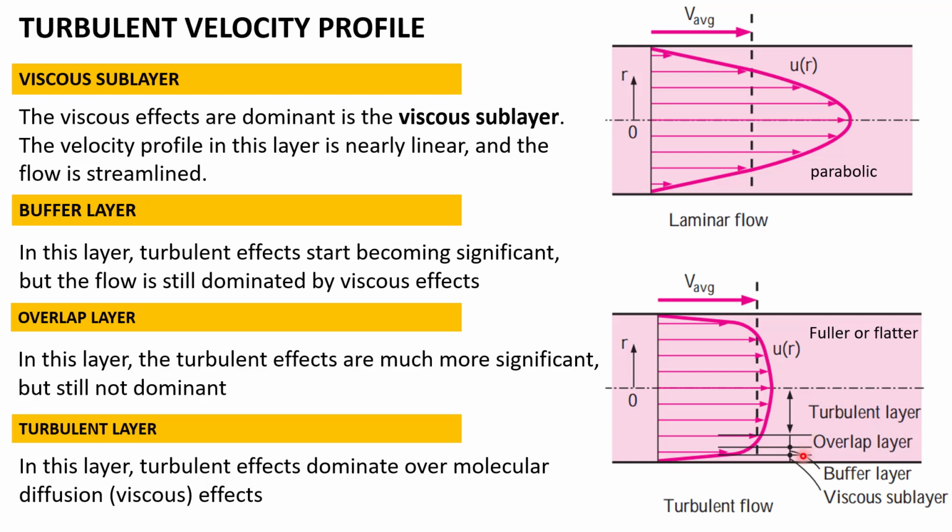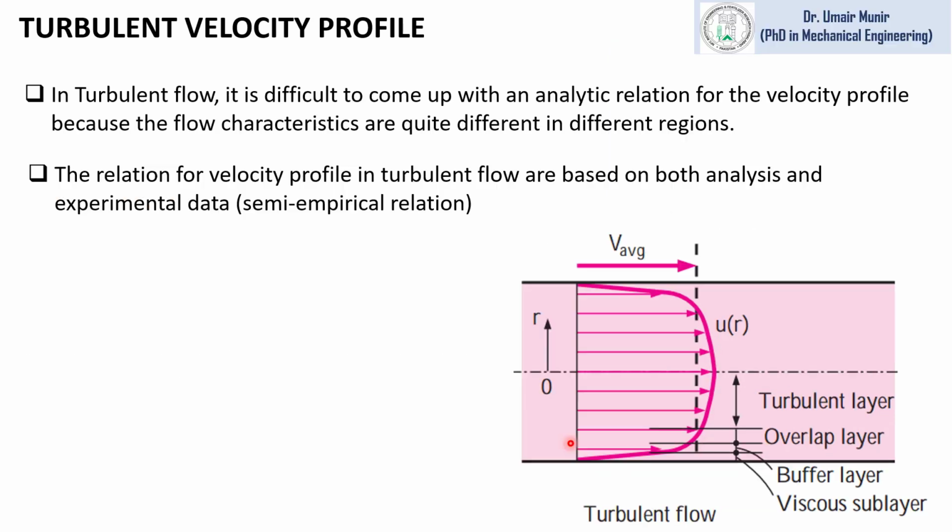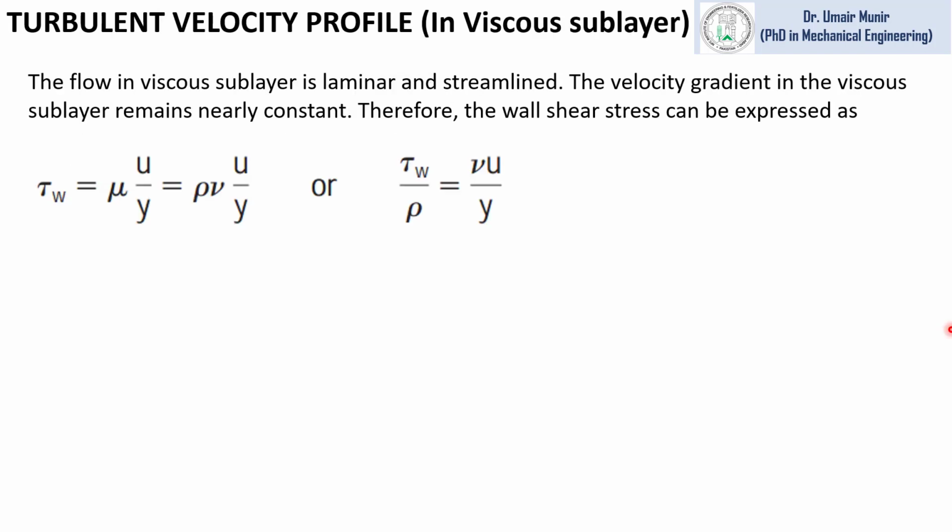The flow behavior inside each of these layers is different. Therefore, this turbulent velocity profile cannot be defined by a single empirical relation. There will be different relations for each of these layers. The relations for the velocity profile in turbulent flow are based on analysis and experimental data. Now we will define the velocity profile in the viscous sublayer.